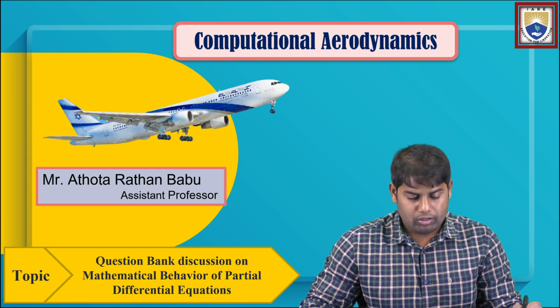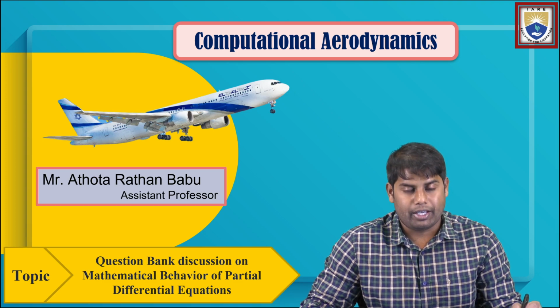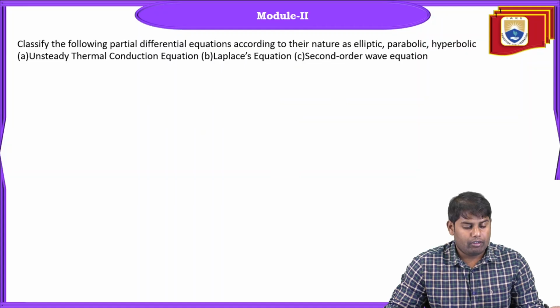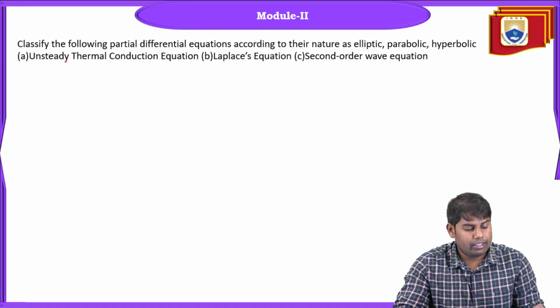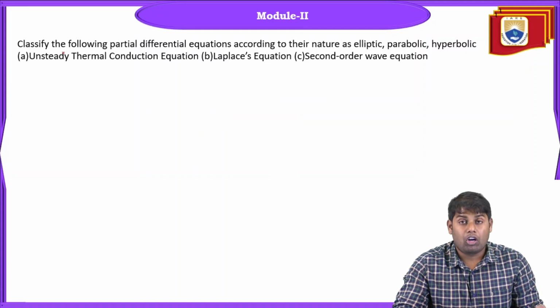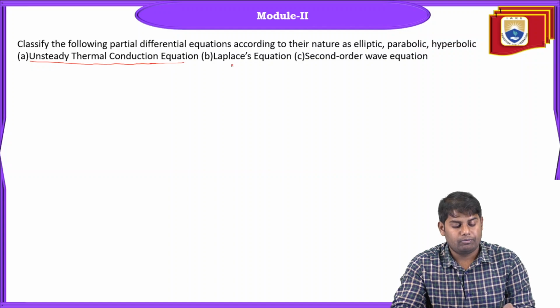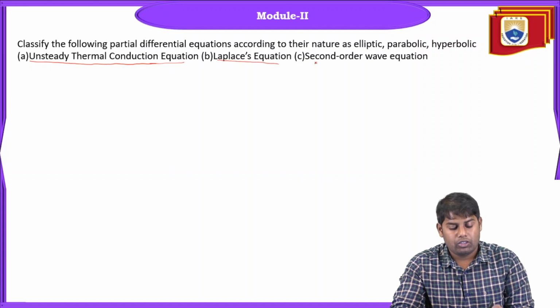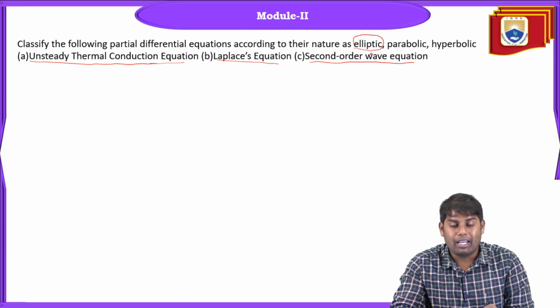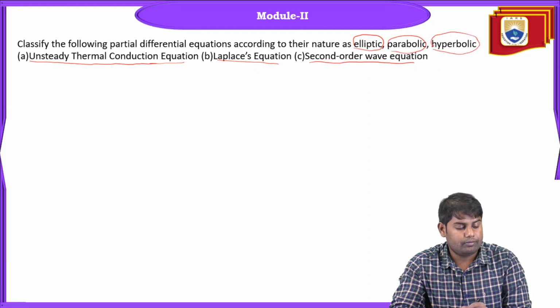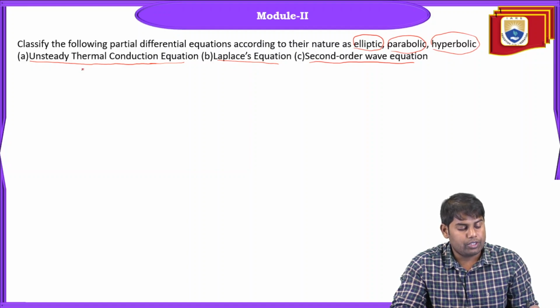Coming to the discussion of the tutorial question bank in module 2, I have taken one question: classify the following partial differential equations according to their nature as elliptic, parabolic, hyperbolic. Here we have the unsteady thermal heat conduction equation, the Laplace equation, and the second order wave equation. We need to see what is elliptic, what is parabolic, and what is hyperbolic.